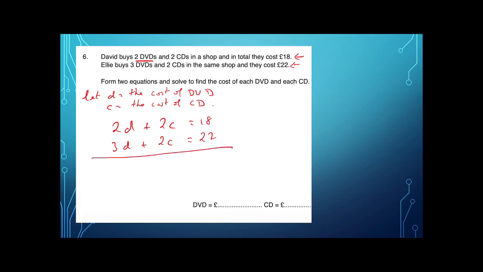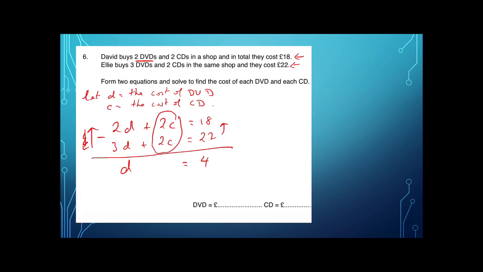I'm going to subtract upwards. We can go up or down as long as we're consistent. So 3D take away 2D is 1D. 2C take away 2C is 0. That's why I subtracted. And then 22 take away 18 is 4. So D is equal to 4.